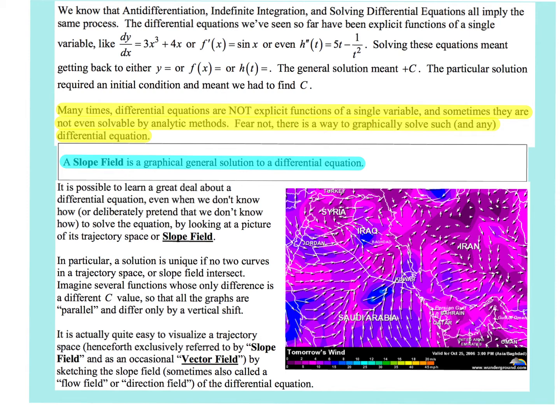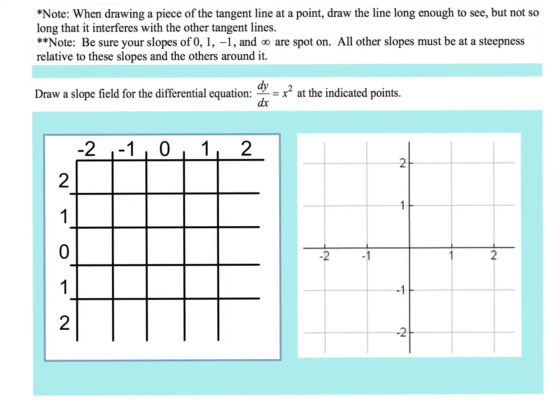Have you ever watched the Weather Channel and seen the vector arrows for wind or high pressure, low pressure systems? Everybody seen those? That's like a vector field or a slope field, and it's probably the most common one you've seen before. We're going to start using these. There are other applications, but that's probably the one you've mostly seen.